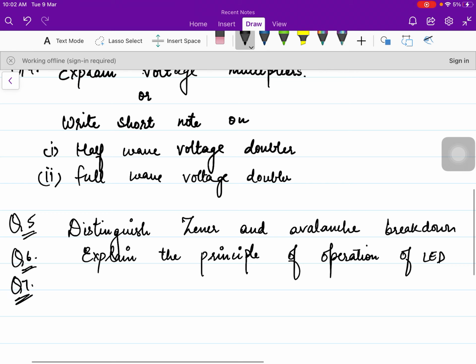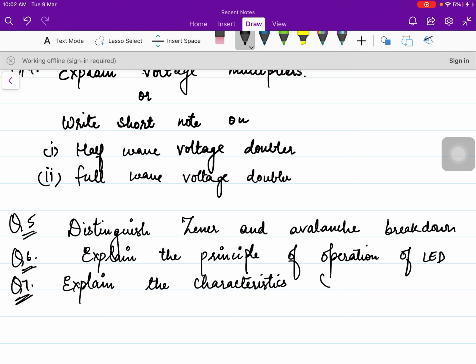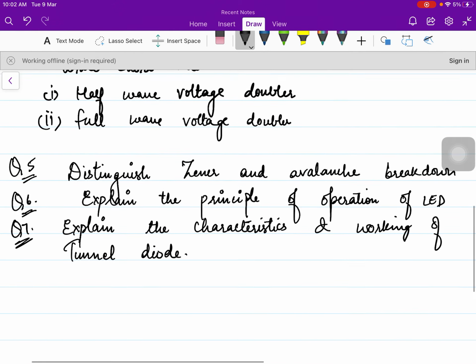Now second question can be related to the tunnel diode, and the tunnel diode characteristics are frequently asked in the exams. Explain the characteristics and working of tunnel diode, or you can be asked construction of tunnel diode. So just go through tunnel diode very thoroughly. It is an important question.